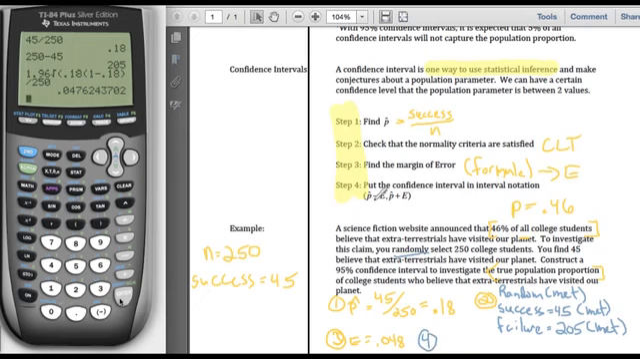I take P hat and subtract that margin of error. That's going to give me my lower number. I'm going to put this in interval notation. So I'm going to take 0.18 as P hat, subtract 0.048. And that gives me 0.132, comma. Now I'm just going to add those same 2 numbers, and I get 0.228.